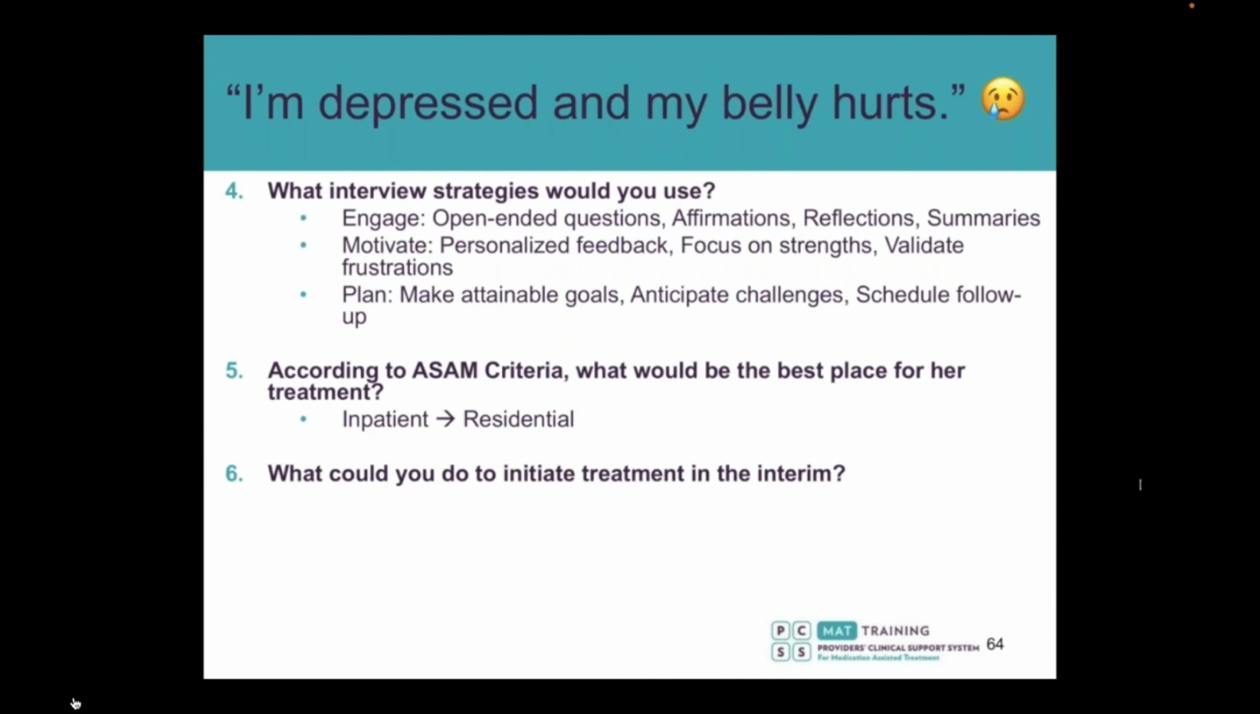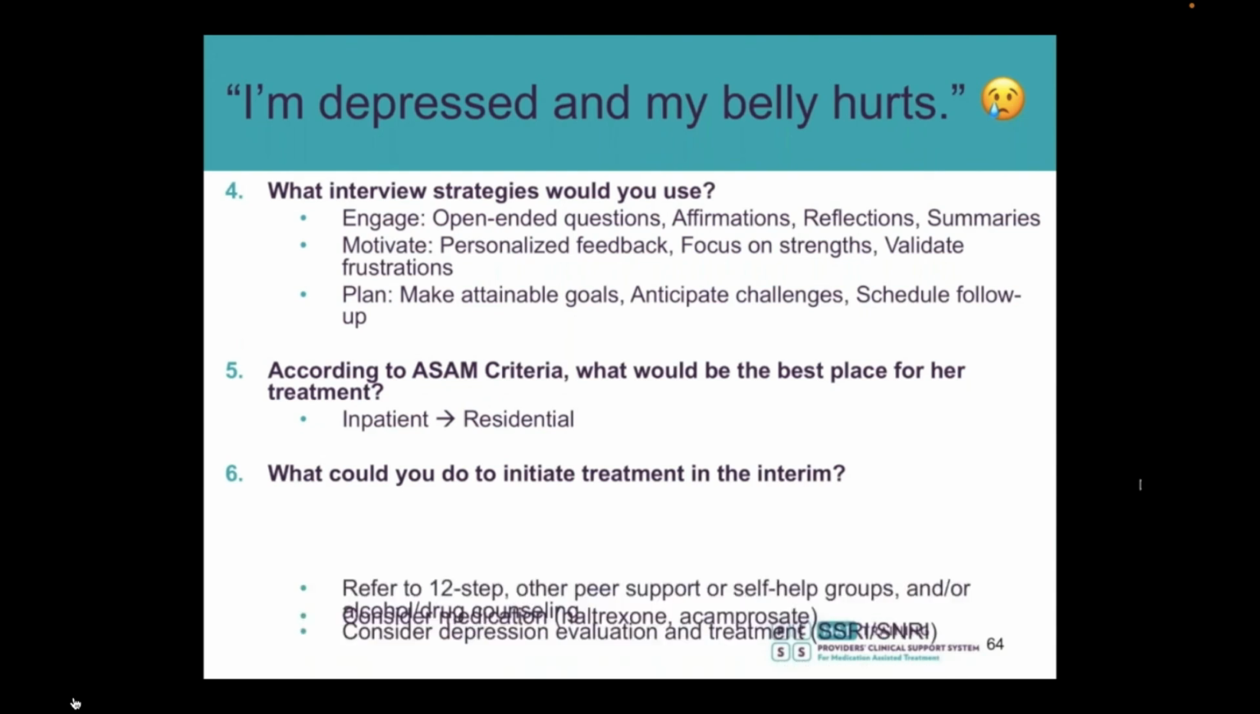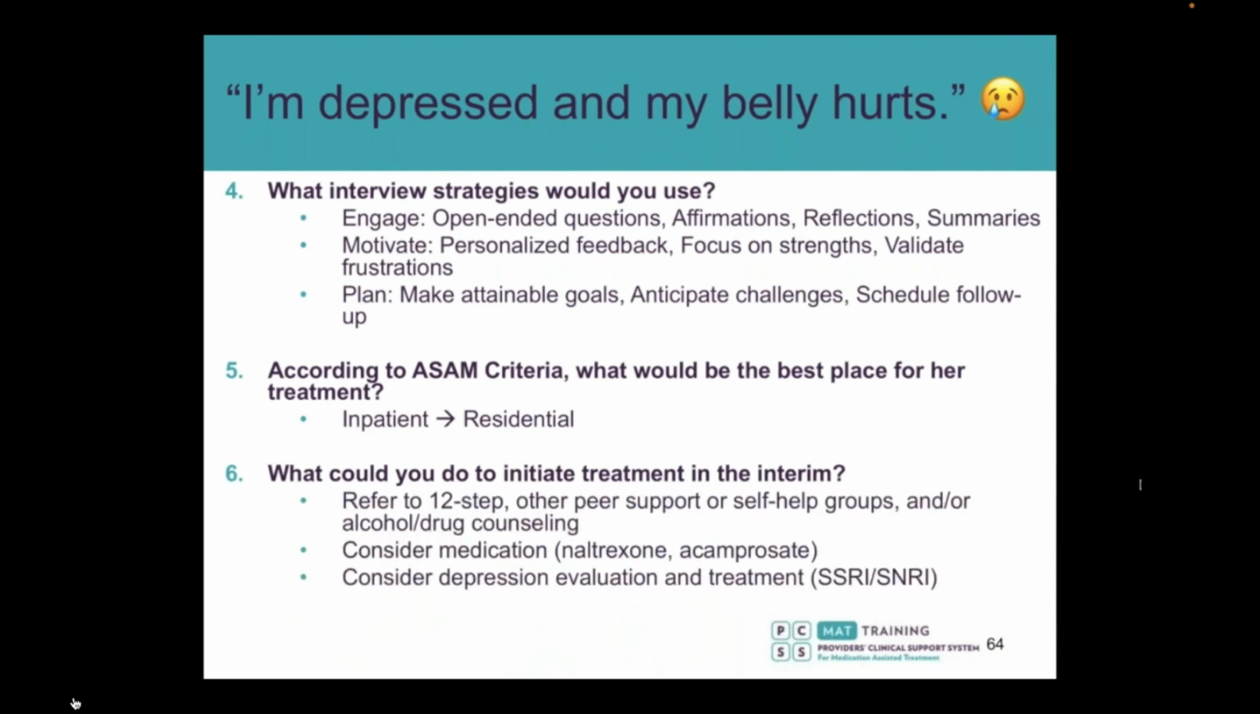And what could you do to initiate treatment in the interim? Some things to think about are referring her to 12-step, some other kind of peer support or self-help groups, or an alcohol or drug counselor. Thinking about medications like naltrexone or acamprosate, which are FDA-approved medications for alcohol use disorder, and considering depression evaluation and maybe even treatment like starting an SSRI or SNRI.